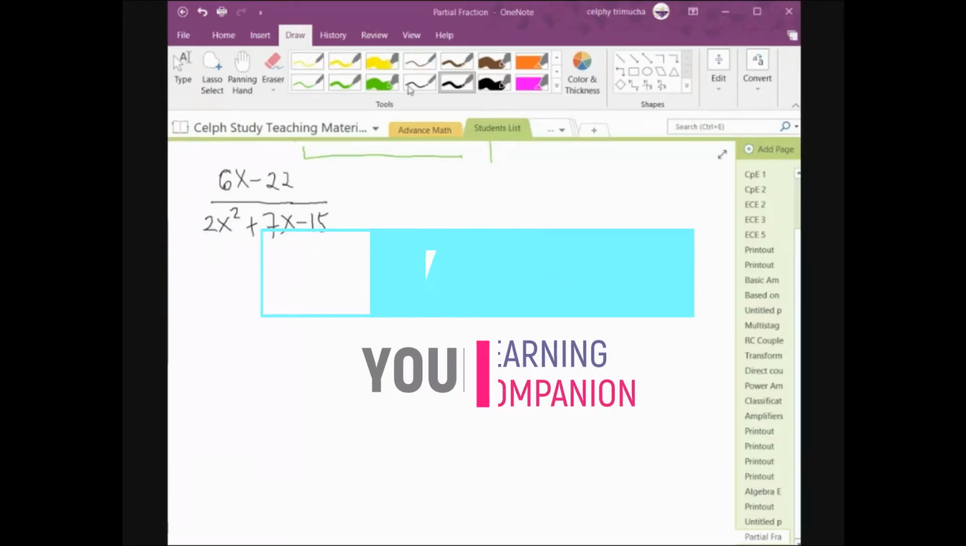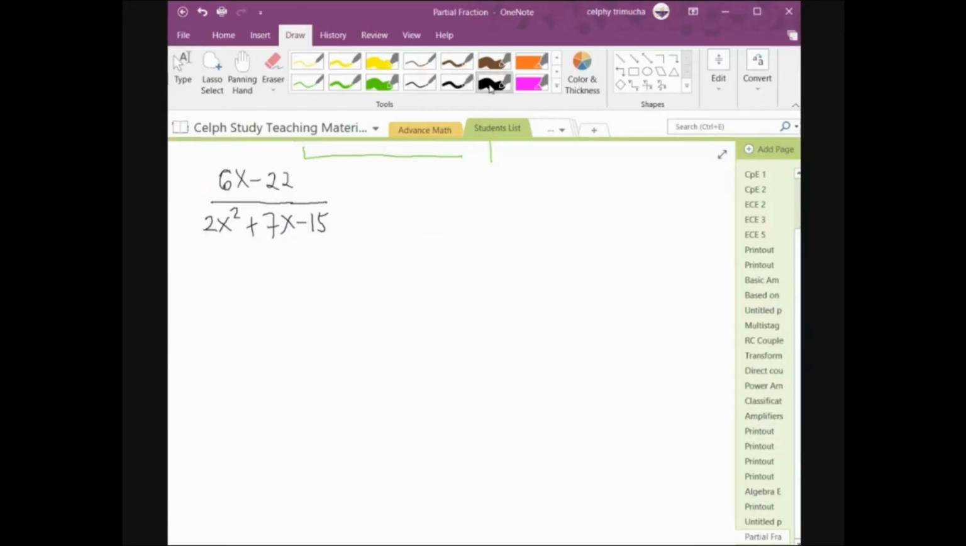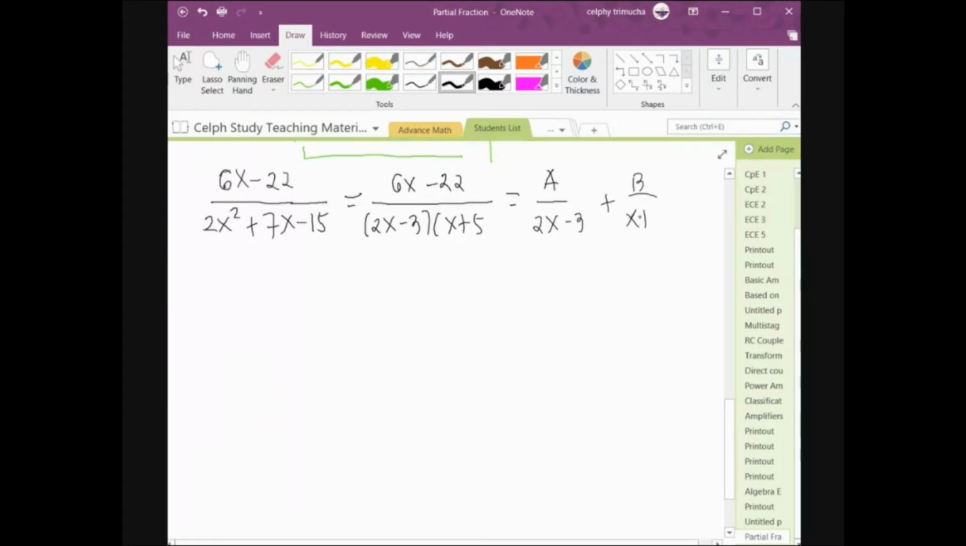Let's continue sa aton nga discussion. So, una himon ta is to factor man Japon sa ating nga denominator. So we have anong factor sa ating nga denominator? 2x minus 3 and x plus 5. So copy ito lang aton nga numerator which is 6x minus 22 is equal to, so diretso ko na lang, we have A all over 2x minus 3 plus B all over x plus 5.